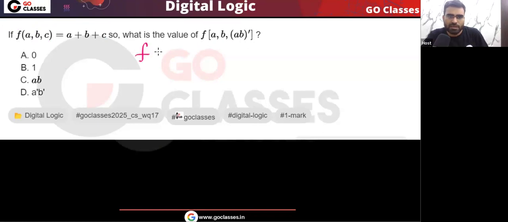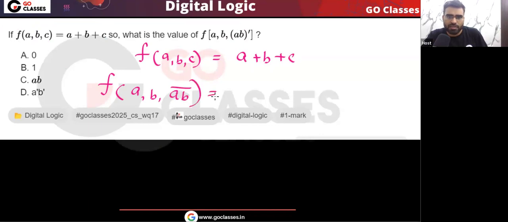Very simple. See, the function is like this: F(A, B, C) is A or B or C. Now the question is asking what is F(A, B, (AB) whole complement). So you can see A is as it is, B is as it is, so it will be A or B. But remember, instead of C, we have AB whole complement. Instead of this C, we have AB whole complement.